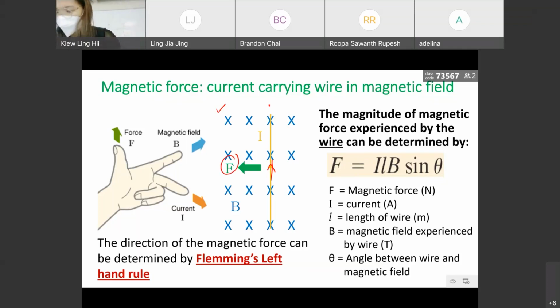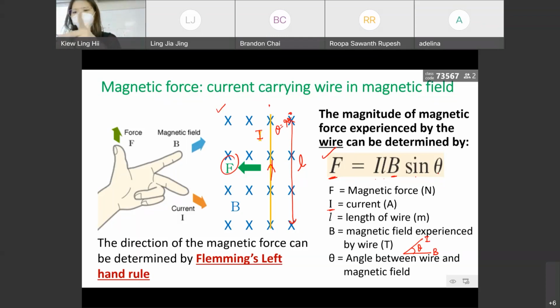And to find the magnitude for a wire, F = ILB sine theta. I is current, L is the length of the wire that is covered by the magnetic field, and B is your magnetic field. Theta is the angle between the current and magnetic field. Okay? So in this case, your current is here, magnetic field is into the page, so your theta is equal to 90. Any angle can be between your magnetic field and current, as long as it is not equal to 0.